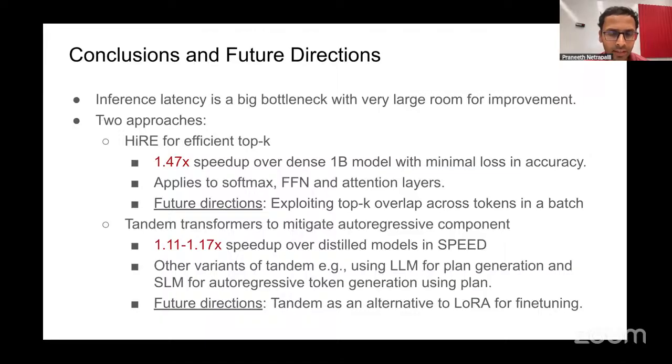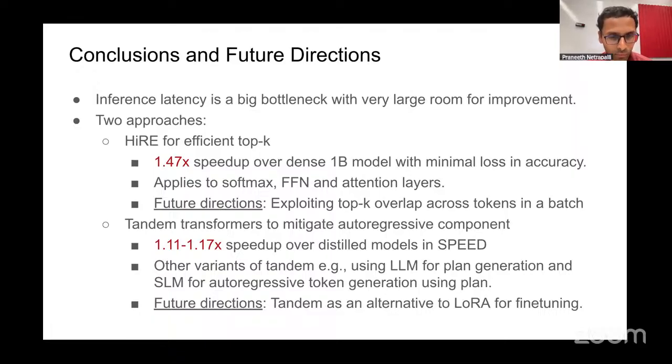And I feel that there is still a very large room for improvement, and it is still a very active area of research. In our work, we have proposed 2 different approaches. One is called HiRE, which relies on leveraging sparsity of activations to speed up the autoregressive generation. We were able to get about 1.47x speed up over a dense 1 billion parameter model with minimal loss in accuracy. And the other approach is called Tandem Transformers, which is what I just presented.